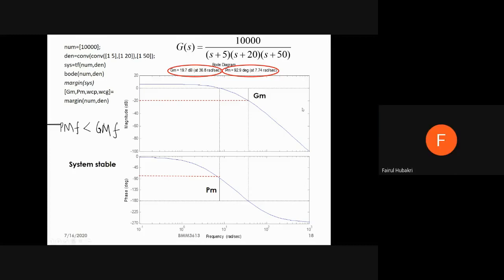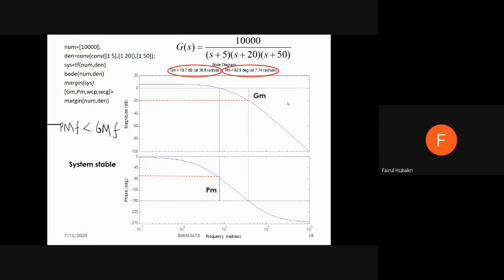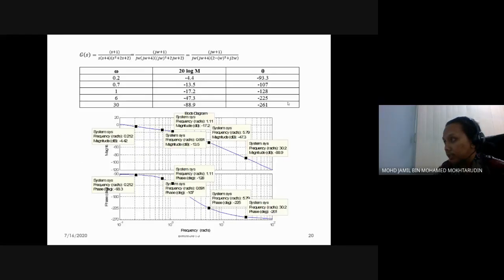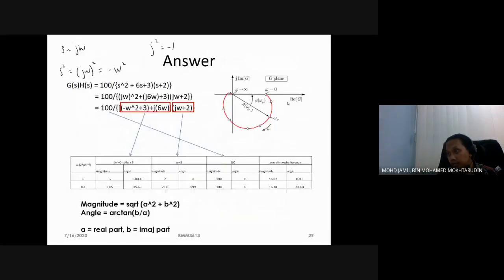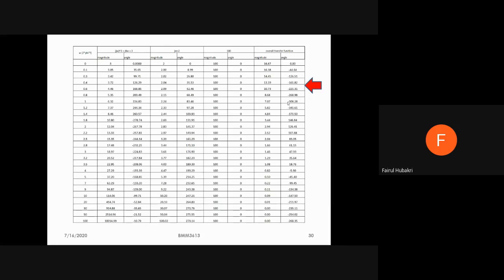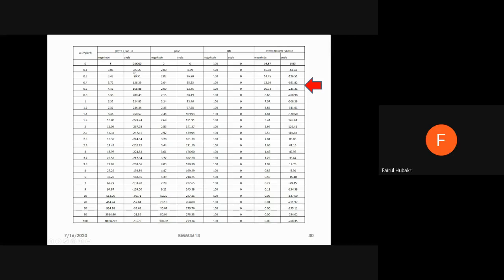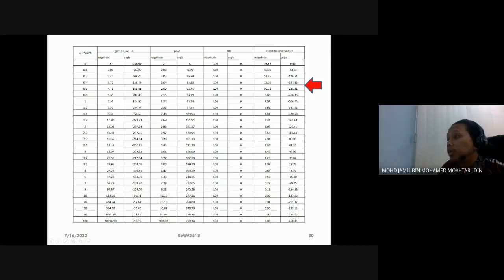Okay, satu lagi. Tak apa, tanya je. Tengok table yang Nyquist tadi. Ni table ni macam mana magnitude 0.1 tu kan dapat 3.05? Yang ni ke? 3.05. Okay, ni bila frekuensi 0.1.